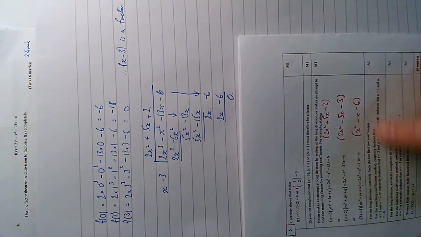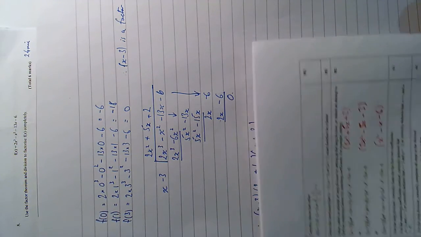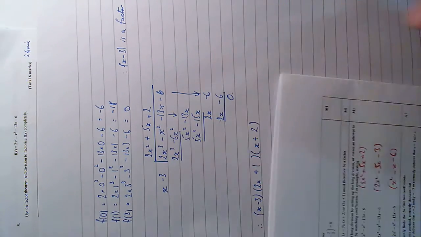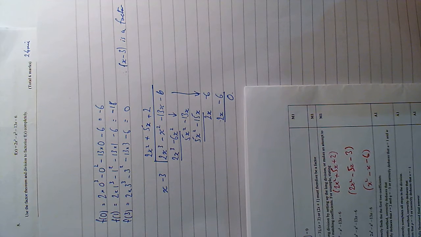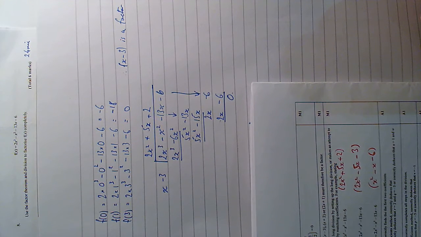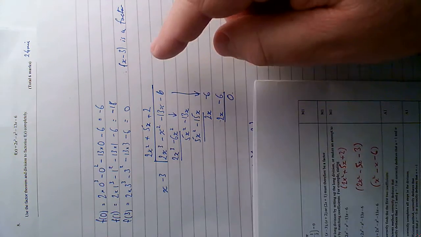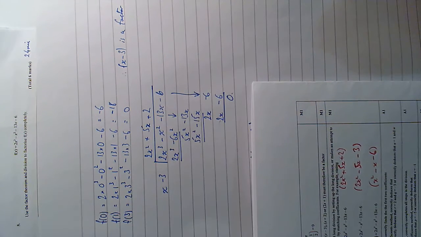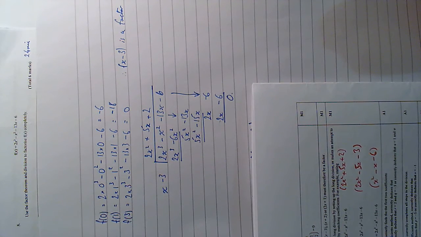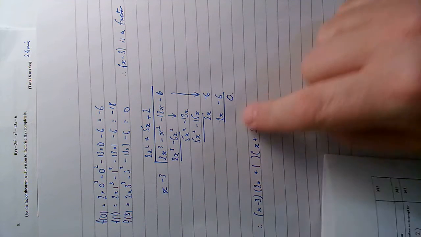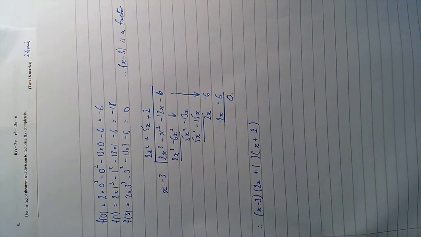Then there's an answer mark for the long division for the first 2 coefficients, so the 2x squared and the 5x. And another answer mark for getting the third coefficient. And then a final answer mark for stating the fully factorised version. So that's a total of 6 marks.